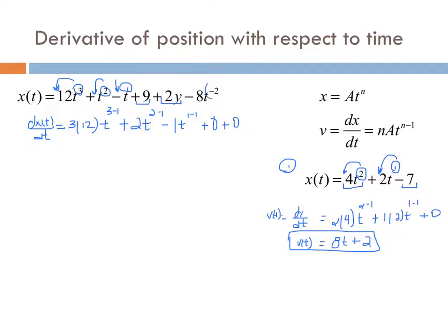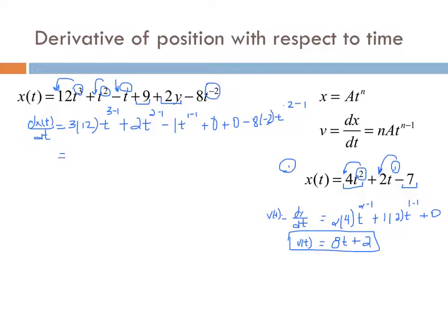Then we look over here, and our rules still apply, even though this is a negative exponent. So if we have a negative 2, we bring that down to the front. That gives us negative 8. And I switched these around. t to the negative 2 minus 1. So our rules still apply.